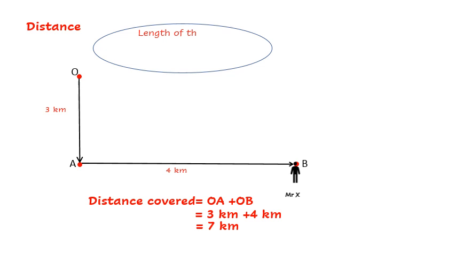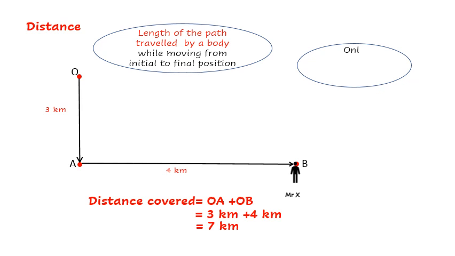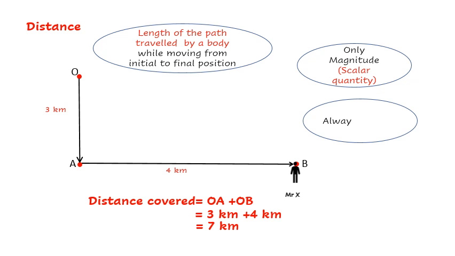So, the total distance covered is the length of the path traveled by a body while moving from its initial to final position. Distance has only magnitude, so it is a scalar quantity. Distance is always positive, it can never be negative. When a body is in motion, it always covers a distance.